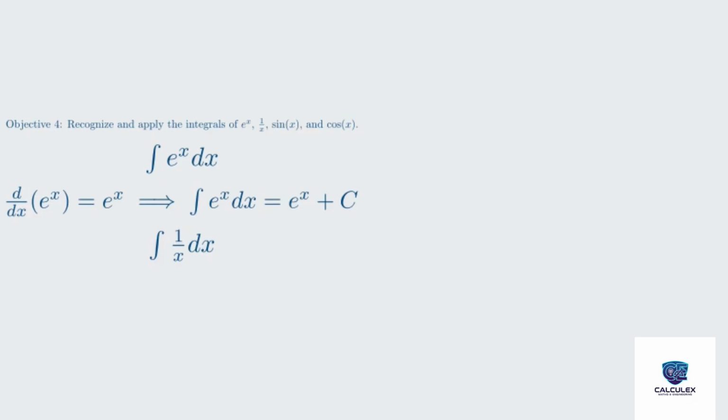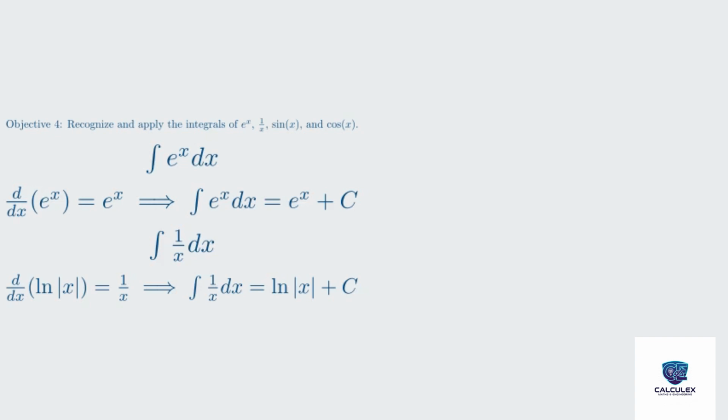We need to think about differentiation. What function has a derivative of 1 over x? If you recall, the derivative of the natural logarithm of x is 1 over x. Therefore, the integral of 1 over x is the natural log of the absolute value of x plus c.